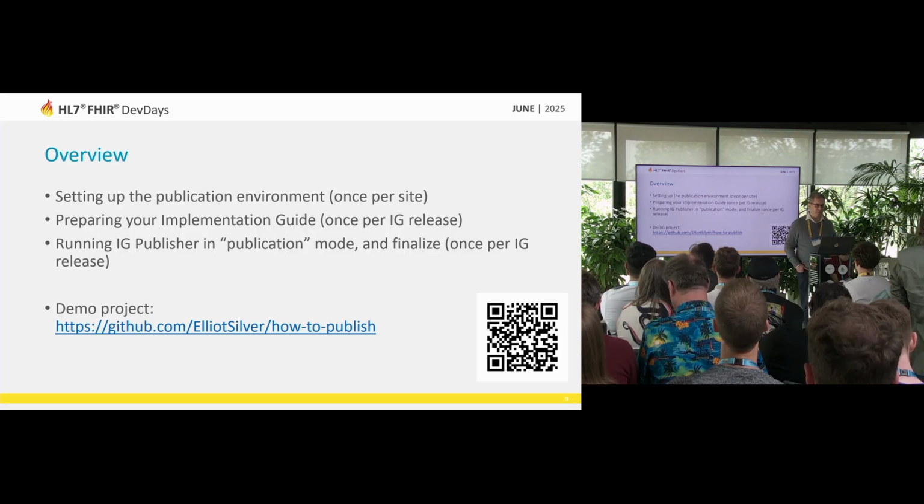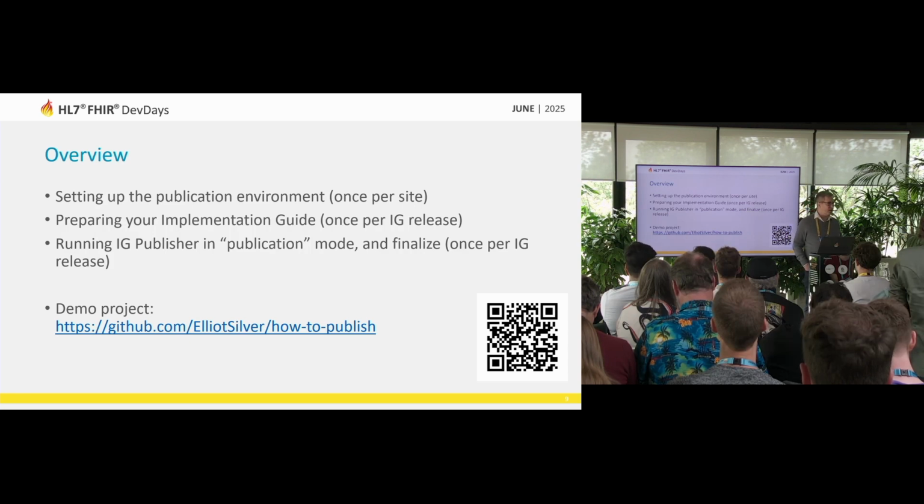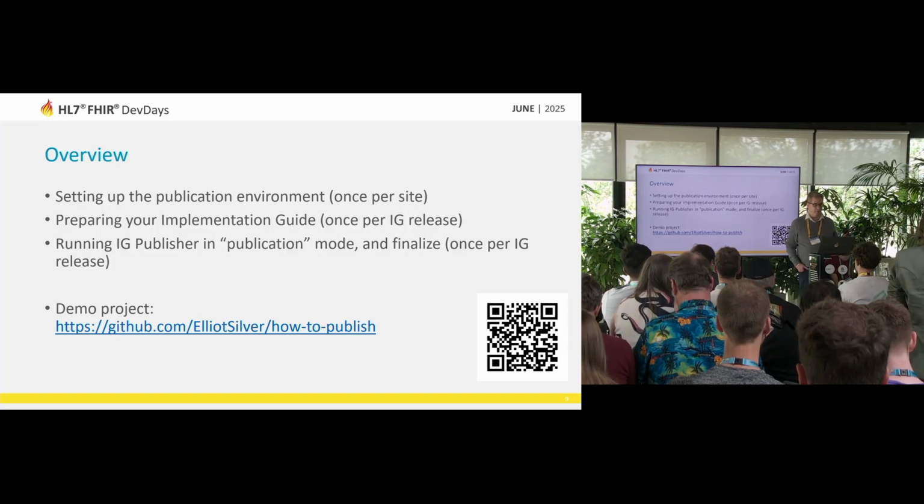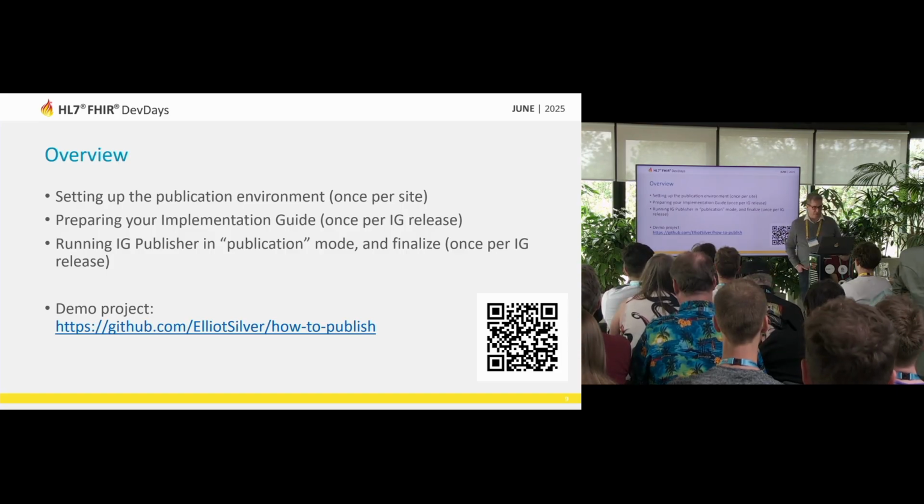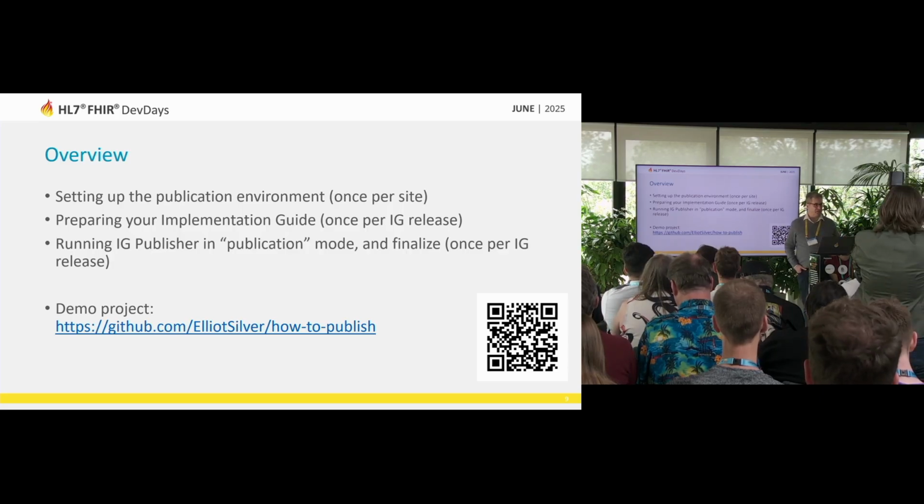Next, we'll set up the IG itself for publication. Most of this needs to be done each time you publish an IG, but there's a bit that can carry over from one release of the IG to the next, so you're not totally starting from scratch each time. And then, as the last step, you run the IG Publisher in Go Publish mode, you upload, and you finalize things. That's it. Simple. Thank you for coming to my talk. Seriously, though, let's dive into each of those steps.